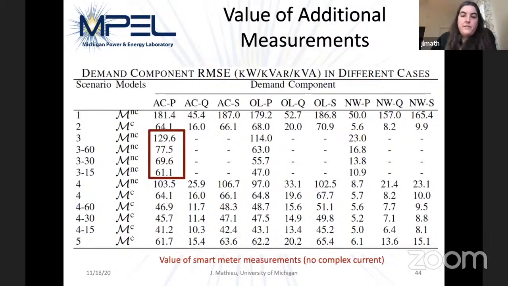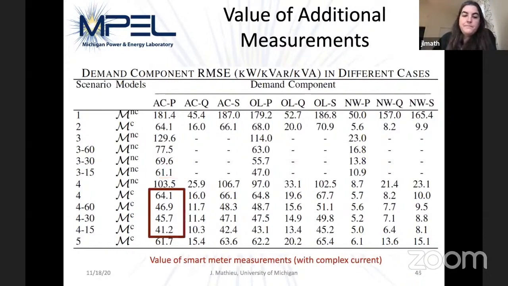Here is showing the value of smart meter measurements. So this is a case where we have smart meter measurements, but we don't have complex current at the substation. All of these are smart meter measurements, but here we have it at 60-minute resolution, 30-minute resolution, 15-minute resolution. And as you increase the resolution of the smart meter measurements, you do better, but maybe not as much better as you would hope by having to collect the data at much higher frequency.